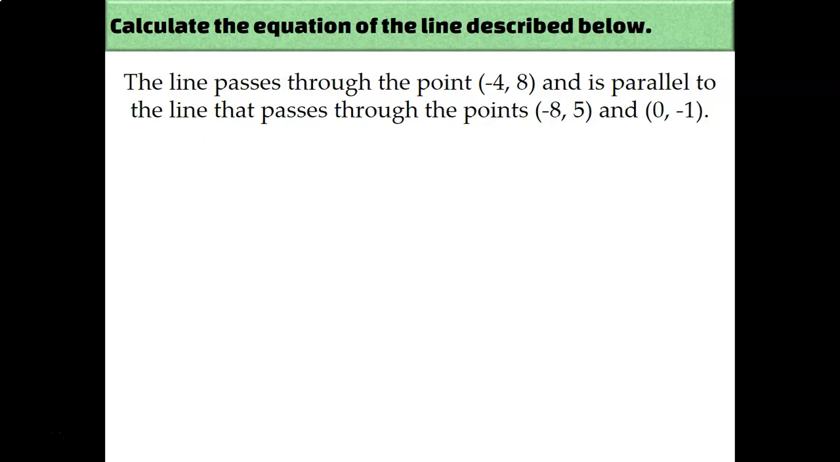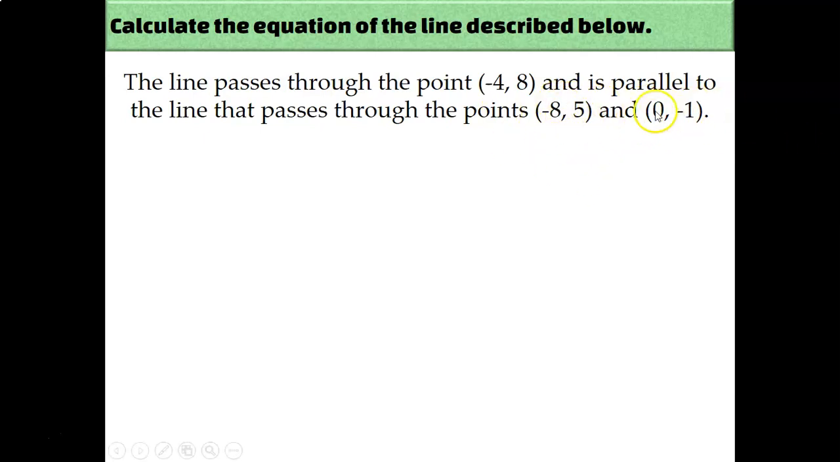The line passes through the points -4, 8, and it's parallel to the line that passes through the points -8, 5 and 0, -1. So this first point, -4, 8, that's going to be x1 and y1 when we write the point-slope form for our equation. But we don't need it quite yet, because first we need to know the slope of our line. And that's what these other 2 points are for.